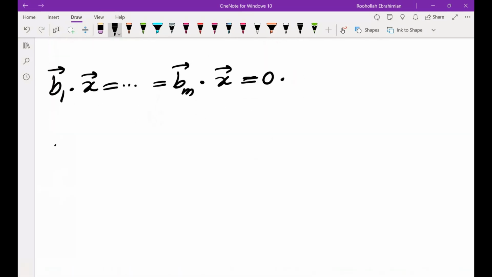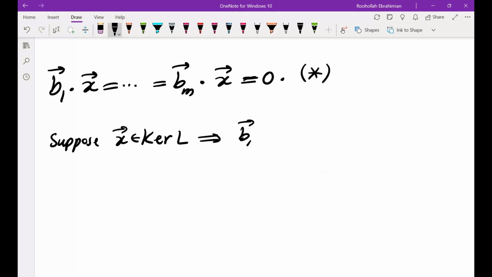Okay, so suppose x is in the kernel. So that tells us, by what we showed above, let's call this a star, that B1 dotted with x is 0. And so is B2 dotted with x, and Bm dotted with x. All of these are 0.